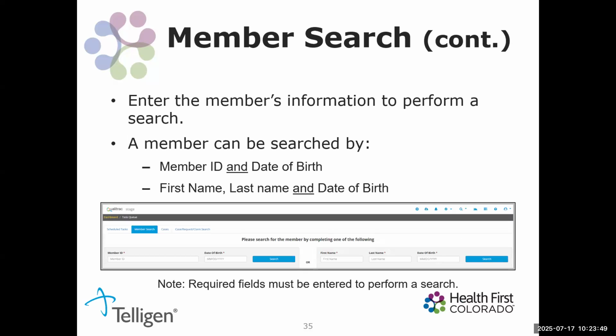So to pull up a member, you're going to have to enter members' information. Talk a little bit about our asterisks. They all are required. So it's either or. You can have member ID and date of birth, or first name, last name, and date of birth. The combos have to occur. You can't just type in Stacy Farrell and see every Stacy Farrell in the state of Colorado. You have to have specific information to access these members' hubs.